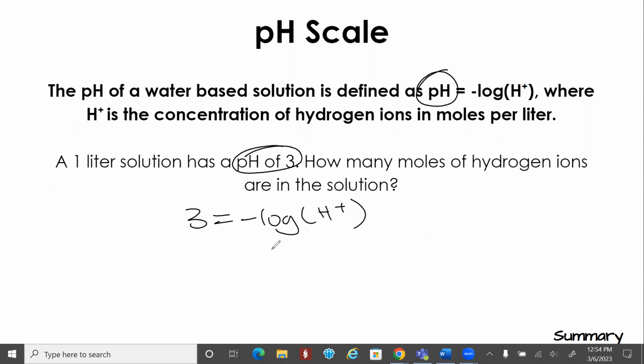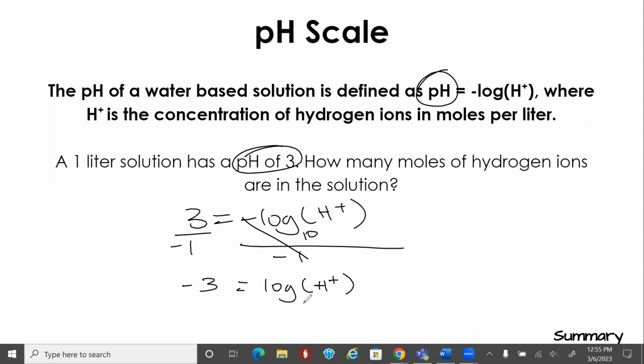Okay, and now we want to solve for H plus. Okay, a lot of people are tripped up by that plus sign. All it is just a fancy notation. Since there's no base written here, we assume it's a 10. Oops, so sorry. I'm going to divide by -1 on both sides first, because I need to get log by itself. So that's going to give me log of H plus is equal to -3.